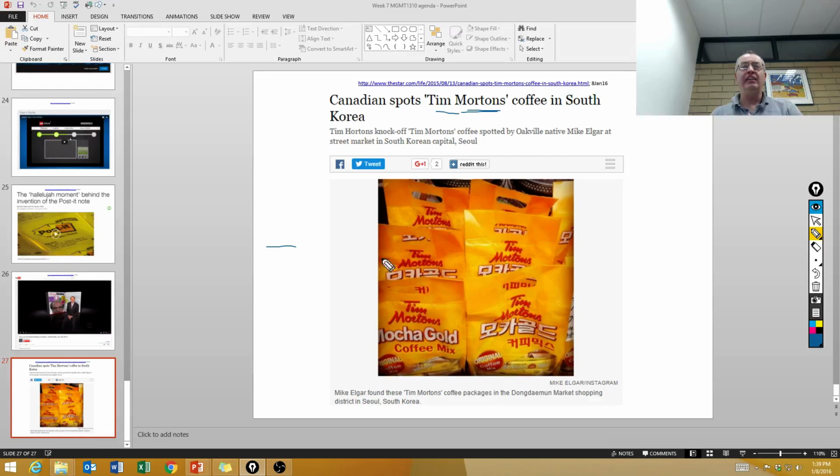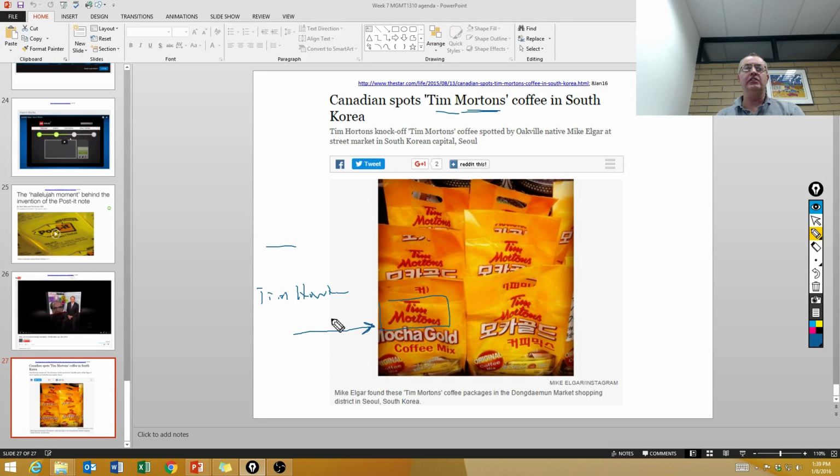And apparently the style of this writing is very similar to the style of Tim Hortons, which of course is the big Canadian coffee firm. Tim Hortons says, geez, we're very flattered that our coffee is known in Korea, and Tim Hortons does not have any franchises in Korea. They said they're very flattered that Koreans recognize this Canadian coffee brand.